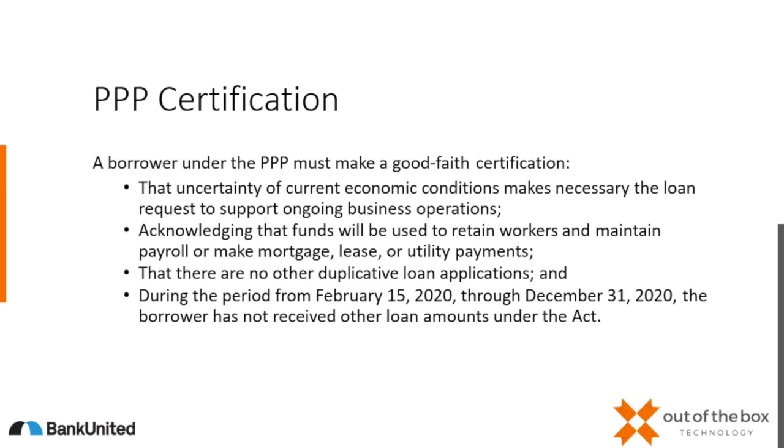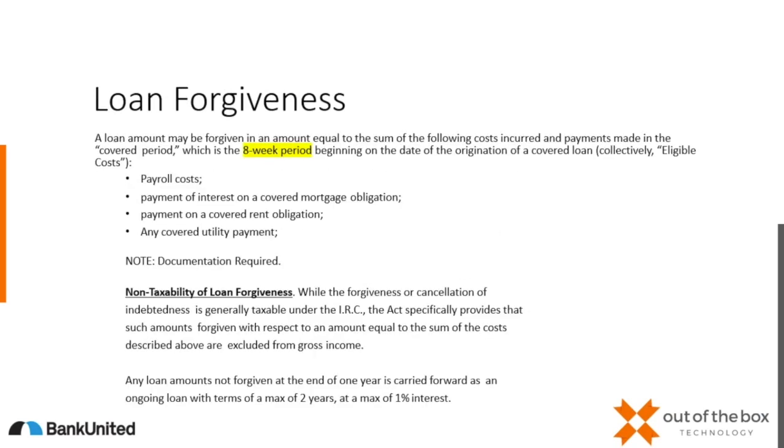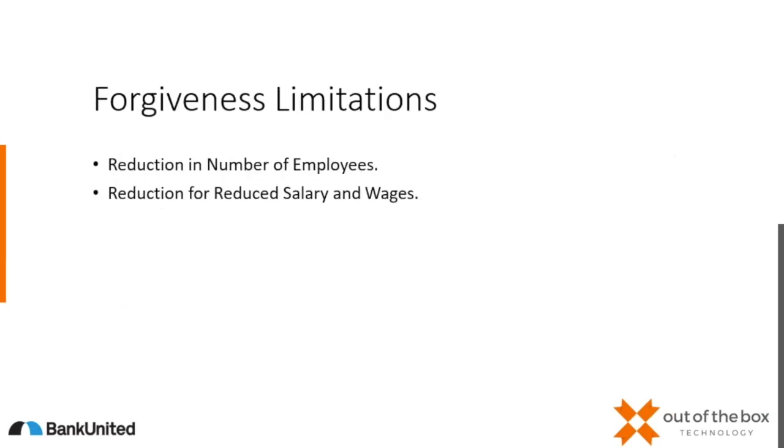Let's talk about the forgiveness limitations. When I initially put this together, there were really only two bullet points: the reduction in number of employees and the reduced salary and wages. We know a little bit more now.